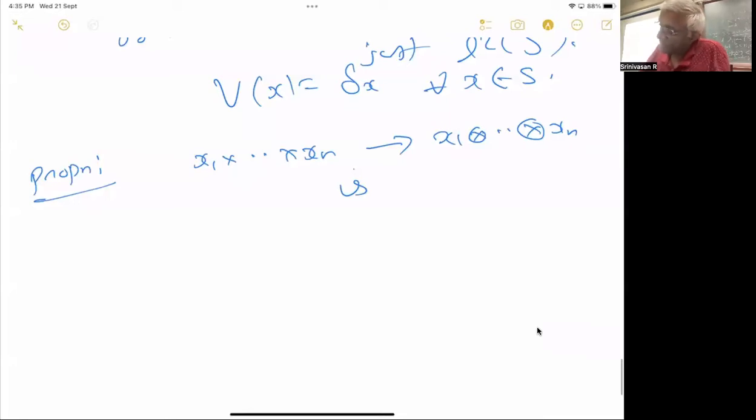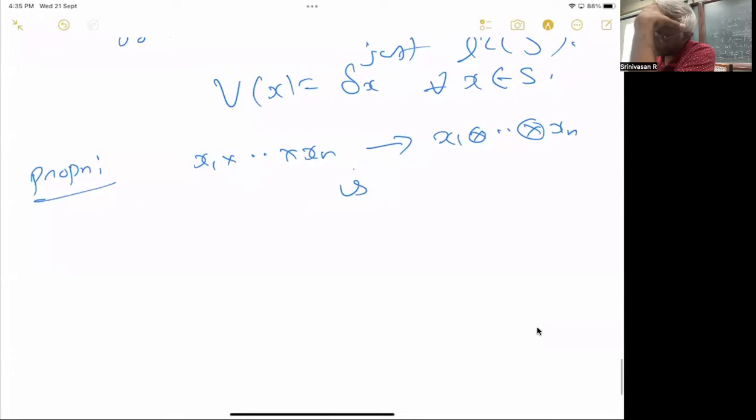Where S2 is the permutation group, so two permutations. U sigma of X tensor Y is just permuted. That's all. It is just equal to X sigma inverse of 1 tensor Y sigma inverse of 2. Let me write X1 tensor X2, to make it clear.